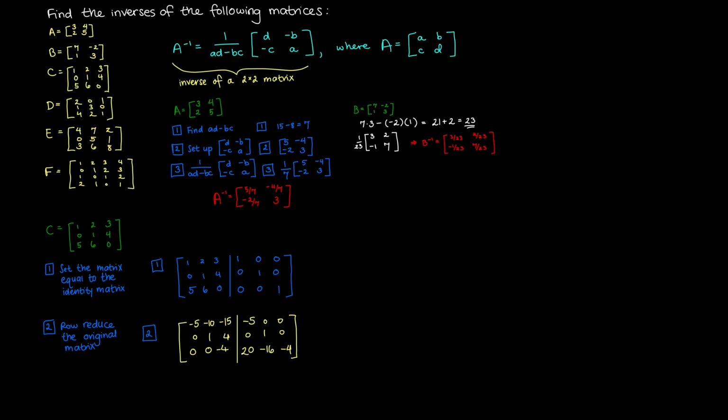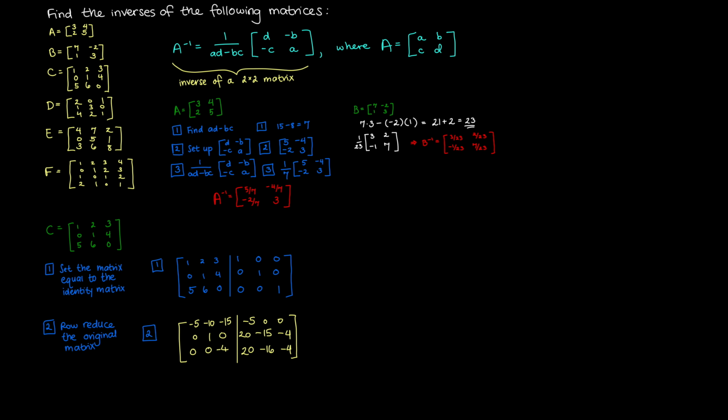Now I'm going to add these rows together. So essentially I'm adding this row plus this row, and I'm going to replace this row with that result. Let's see what that looks like in action. -4 plus 4 is 0. 20 plus 0 is 20. -16 plus 1 is -15. And -4 plus 0 will be -4.